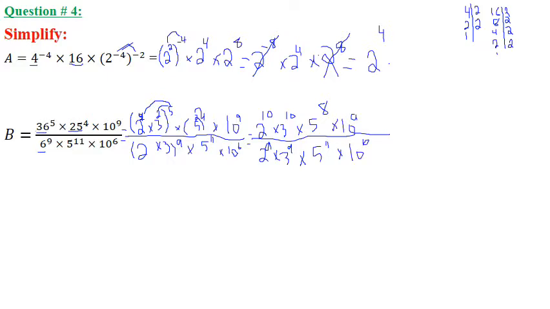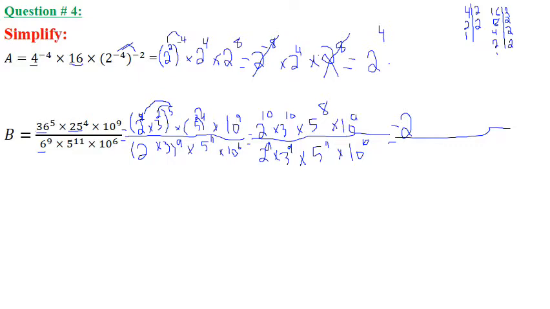Now let's simplify. Here we can simplify only those that have the same bases together. Here we have base 2, base 2. We ask where the exponent is more, up or down. It's up. So we will have 2, and we subtract the exponents. 10 minus 9 is 1, so it is 2.